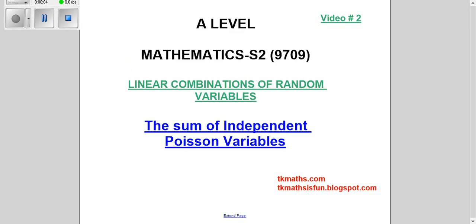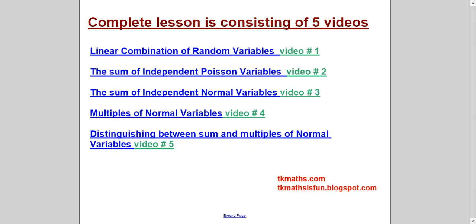In today's video, we will see the linear combination of random variables, which is in the syllabus of A-level mathematics S2. This is video number 2, and the concept is the sum of independent Poisson variables. In the previous video, we saw linear combinations of random variables, linear functions, and combinations of two independent variables. Now we will go to the next topic, which is the sum of independent Poisson variables.